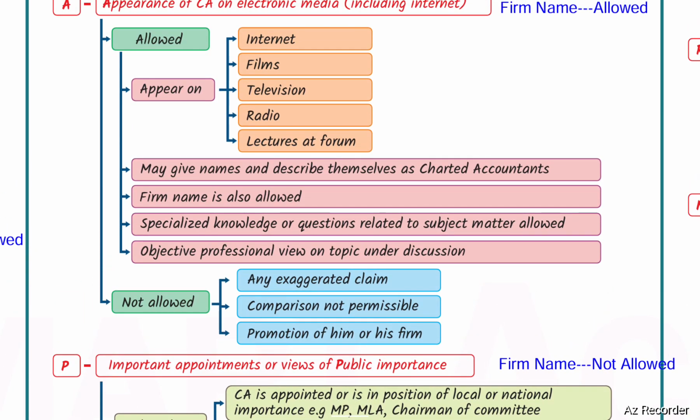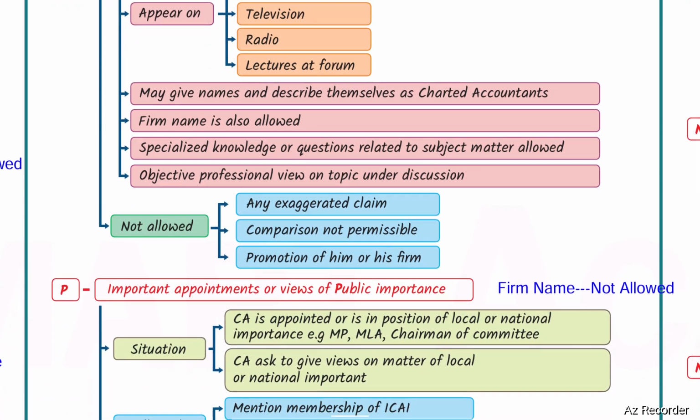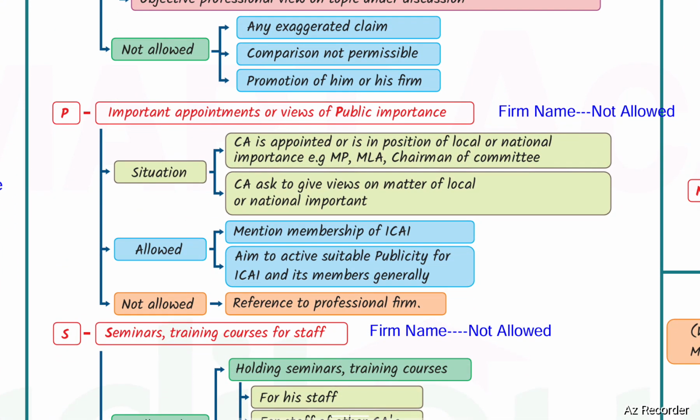In case of any exaggerated claims, comparison, or promotion of him or his firm, these are not allowed. Important appointments or views of public importance: CA is appointed or is in a position of local or national importance. Example: MP, MLA, chairman of committee. CA asked to give views on matters of local or national importance.